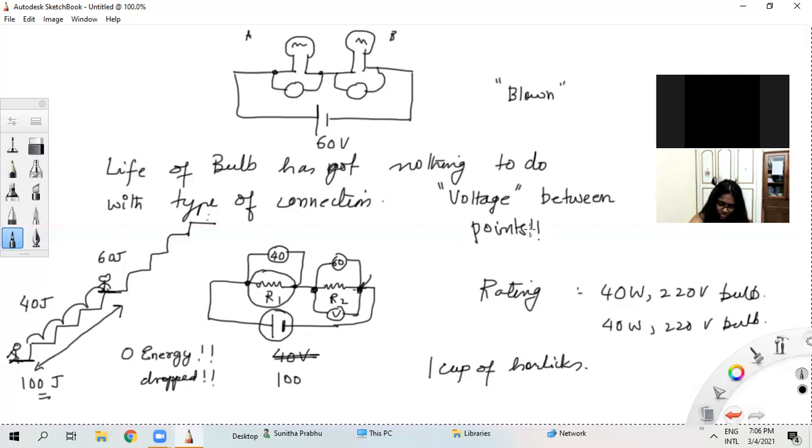A voltmeter measures the voltage between two points. Is it okay? And whenever we have a resistance in a circuit, I'll write it down here. Just give me a minute.